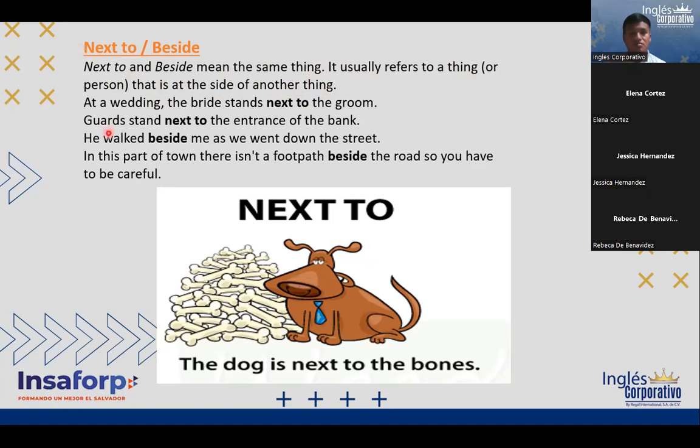So it means next to, a la par, and beside es junto a, which is the same thing, a la par. So for example, we have at the wedding, en la boda, the bride stands next to the groom. La novia se para a la par del novio. Number two, guards stand next to the entrance of the bank. Los guardias se paran a la par de la entrada del banco.